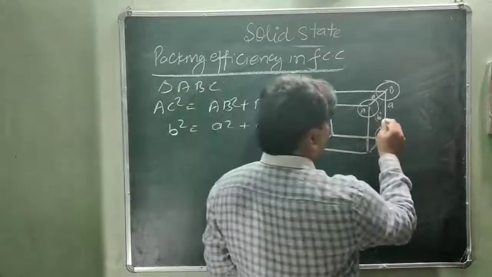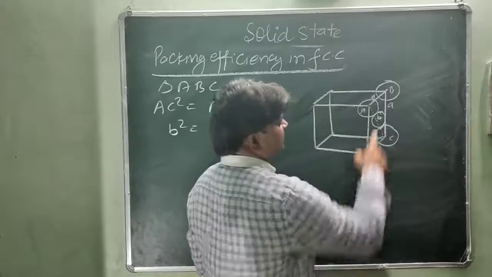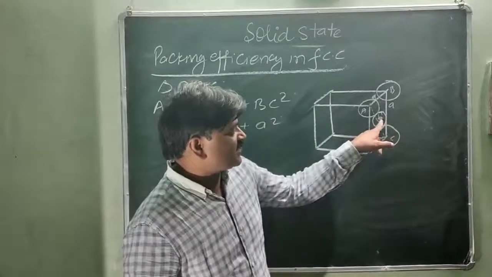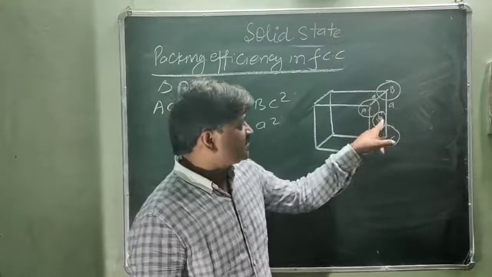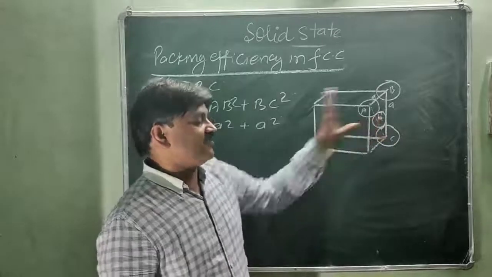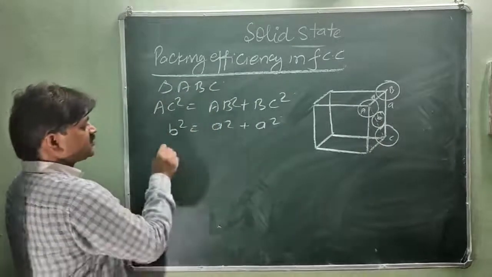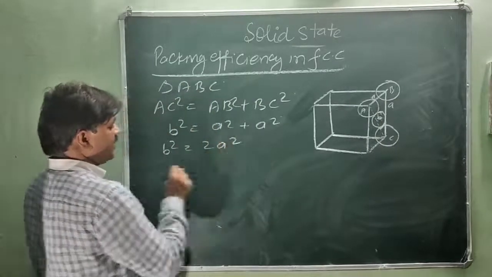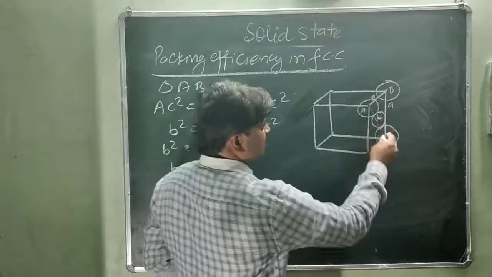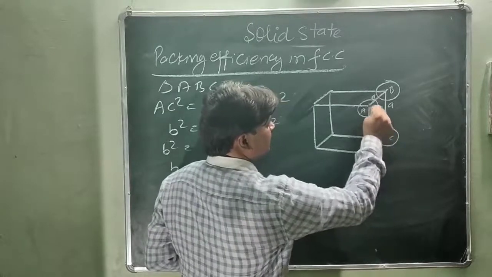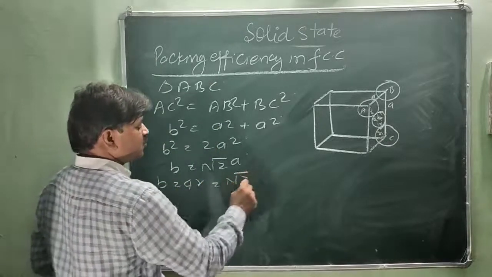One atom is present at each face point, on all the faces. So we are taking one side here. This is present at the face of the cube. From this structure you can calculate the value of B. Here B square is equal to 2A square, or B is equal to root 2 A. B is also R plus 2R plus R, total 4R. So B is equal to 4R, which is equal to root 2 A.